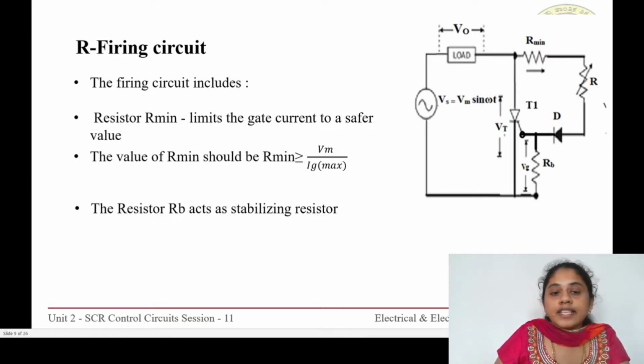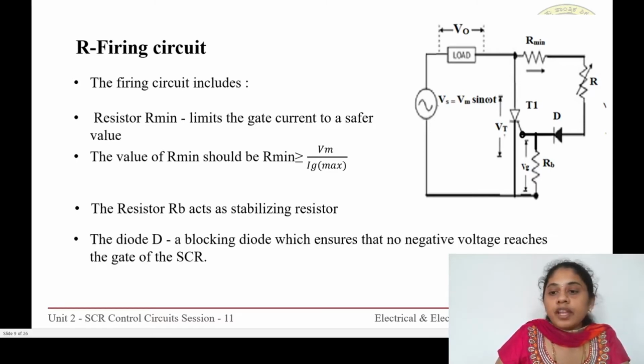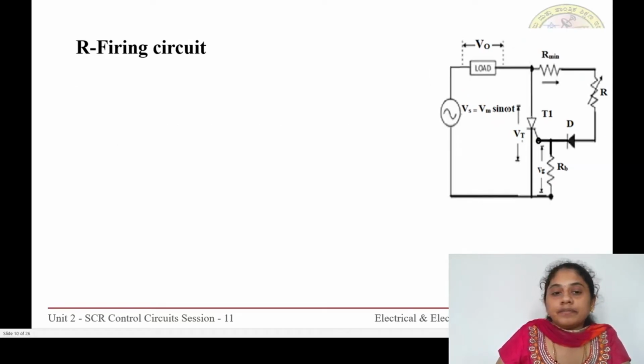Next let us see the resistance Rb. Rb is the stabilizing resistor. The gate voltage appears across this resistance Rb. Next, diode D. We need diode D because it blocks the negative current flowing into the gate terminal. So it acts as a blocking diode as it blocks negative supply into the gate.